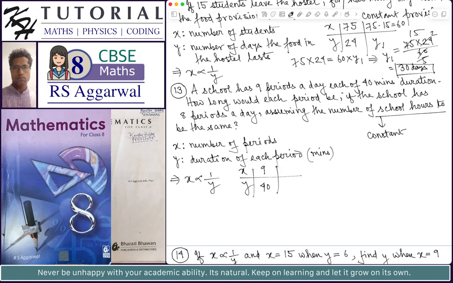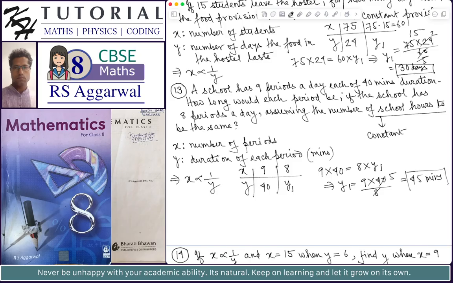So when x is 8, let's say the duration of each period is y1 minutes when the number of periods is 8. So we should have 9 multiplied by 40 is equal to 8 multiplied by y1. So this implies y1 is equal to 9 multiplied by 40 divided by 8. This is equal to 45. So 45 minutes is the answer.